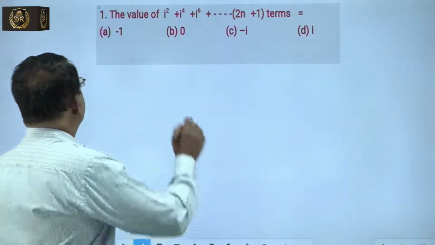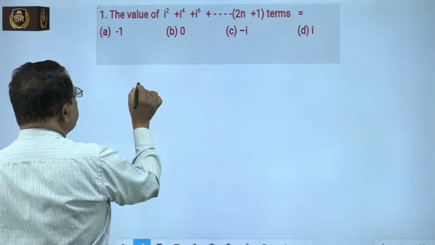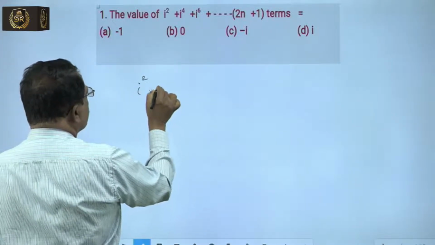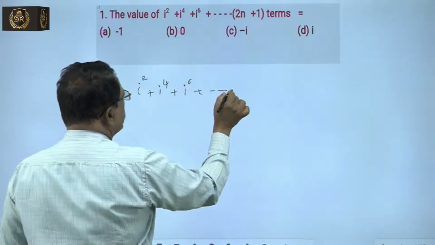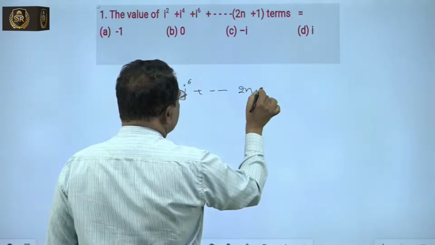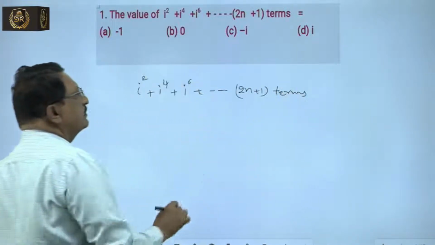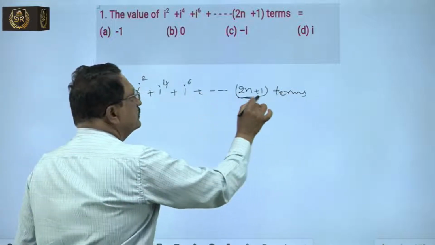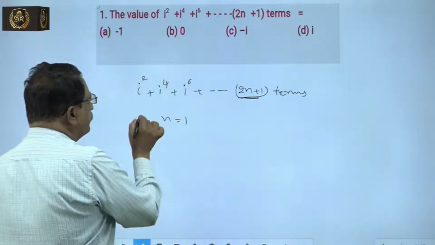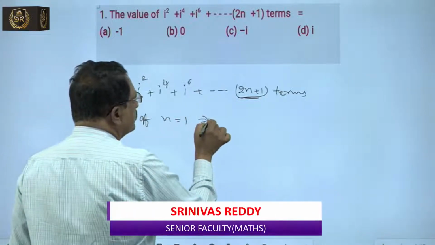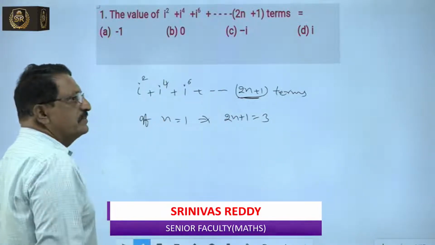Now the first problem: the value of i square plus i to the power of 4 plus i to the power of 6 plus so on up to 2n plus 1 terms. Here the number of terms is an odd number because 2n plus 1. Suppose n equals 1, then 2n plus 1 equals 3. Now the number of terms equals 3.